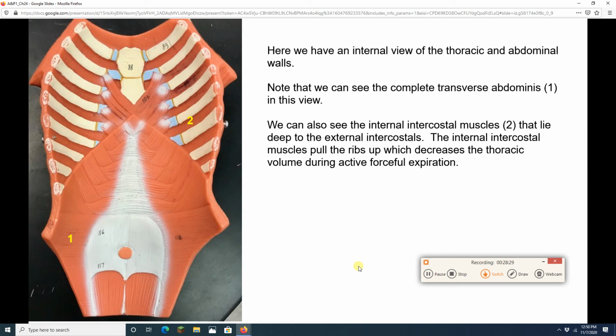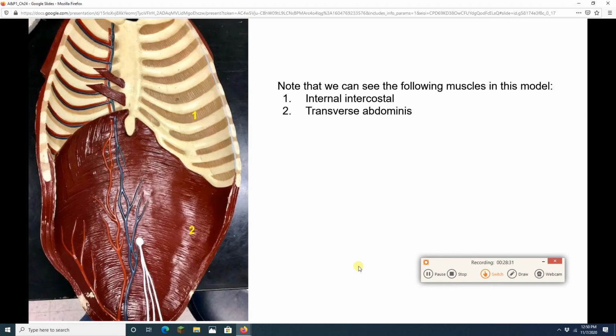Okay, with that, we're going to look at one more model, similar thing. Last model for the abdomen, I think, here. We can see the transverse abdominis. All these lines going across represent the transverse abdominis. Don't worry, you'll name all these blood vessels here in A and P2. So you get that to look forward to. And we also see our internal intercostals in between the ribs here. Wonderful.